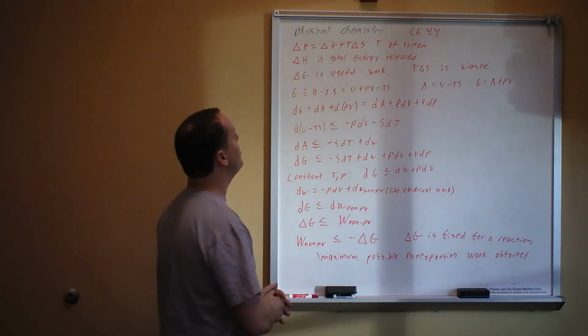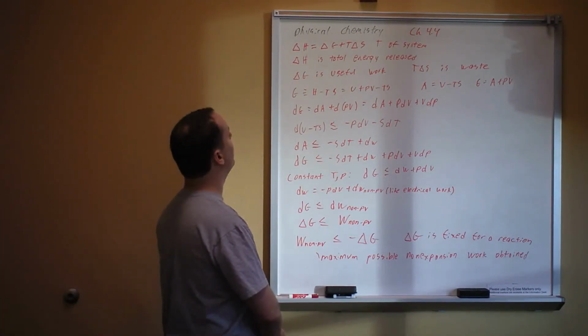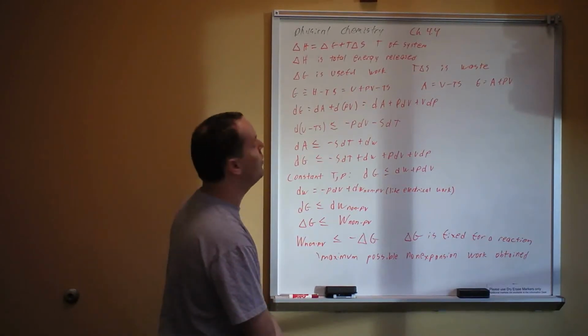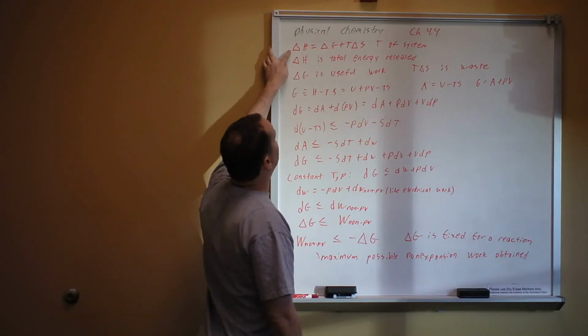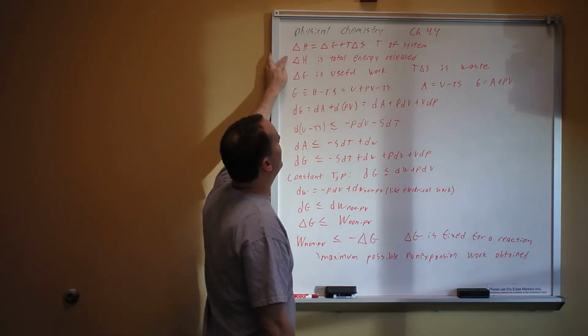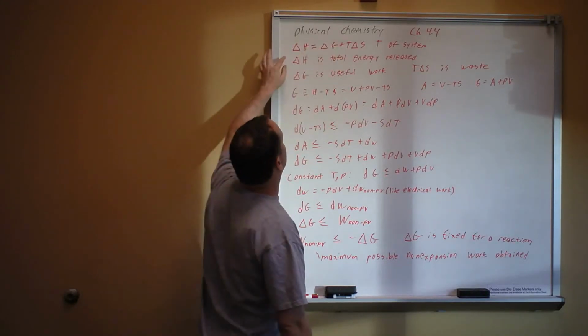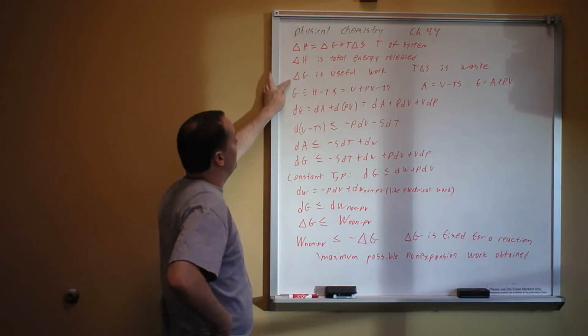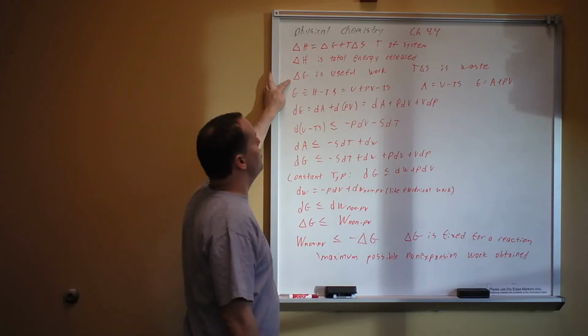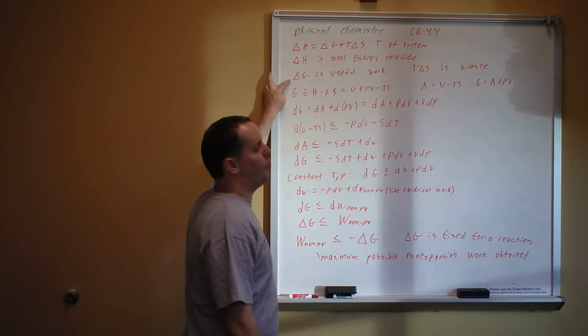Okay, physical chemistry, chapter 4. We're finishing up section 4 now. Got a whole bunch of equations that we get just from algebra, basically, now. So delta H is equal to delta G plus T delta S. And of course, T is going to be the temperature of our system. Delta H is the total energy released from our process. Delta G is going to be the useful work. T delta S is waste.